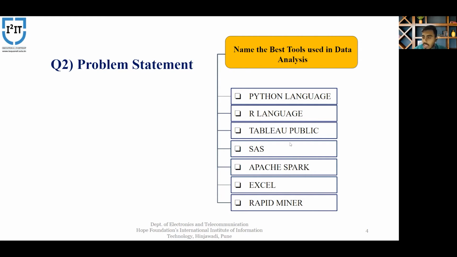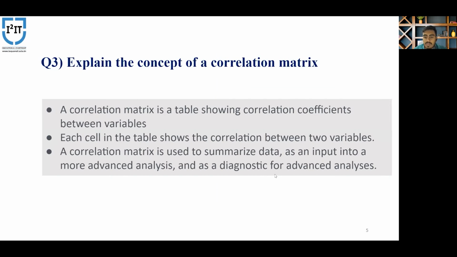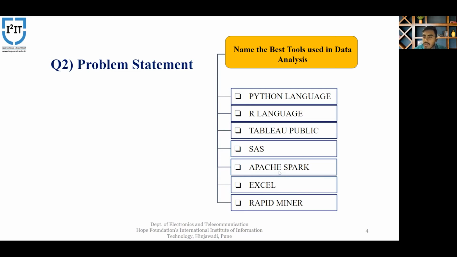SAS stands for Statistical Analysis System. This is system software for data analysis and report writing. Basically, it is used for report writing, and it is a group of computer programs that work together. Apache Spark is an open source distributed processing system used for big data workloads. Excel: Microsoft Excel is one of the top tools for data analysis, which has been widely used. RapidMiner is a free of charge and open source software.